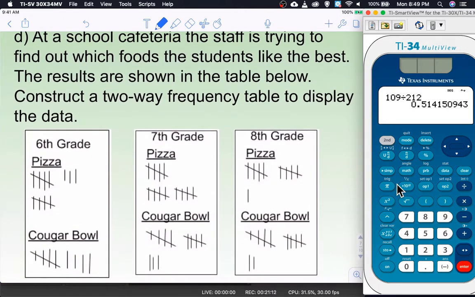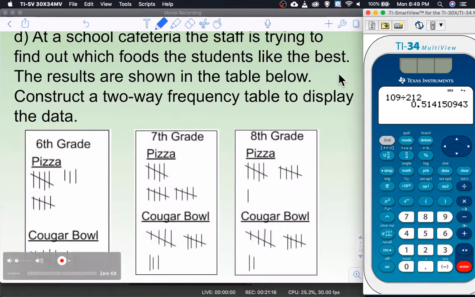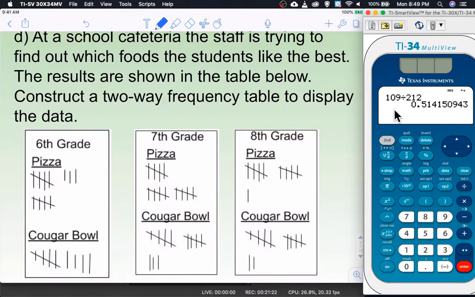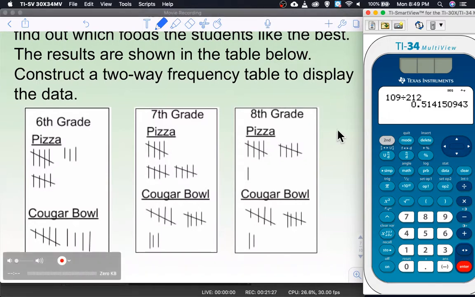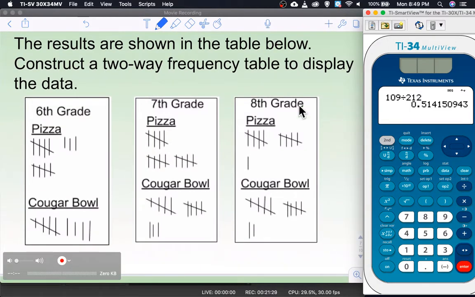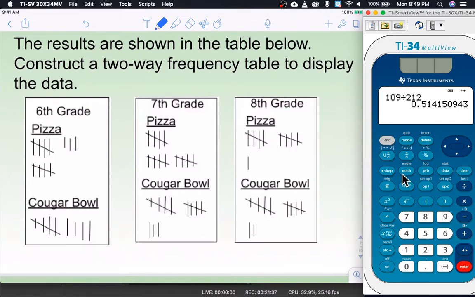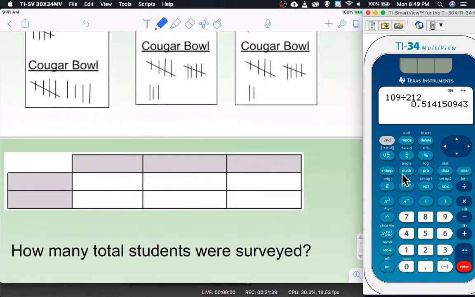Letter D here says, at a school cafeteria, the staff is trying to find out which foods the students like the best. The results are shown in the table below. Construct a two-way frequency table to display the data. So here we have this. So this would be basically a tally chart, right? So I got 6th grade, they ordered pizza and Cougar Bowl. 7th grade, pizza, Cougar Bowl. 8th grade, pizza, Cougar Bowl. Okay? We're going to take this information and we're going to put it in here.